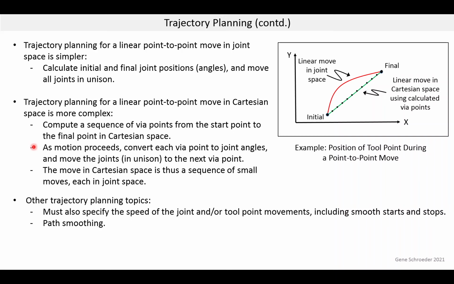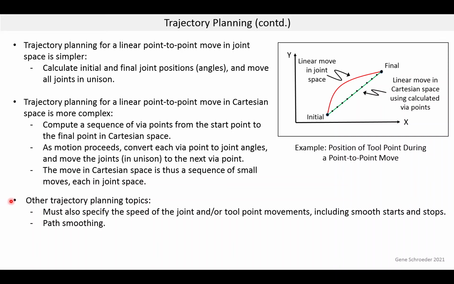Then as motion proceeds, you convert the x and y coordinates of the next via point to joint angles, again using inverse kinematics. And then you move the joints in unison to the next via point. So a move in Cartesian space is really a sequence of small moves, each in joint space.